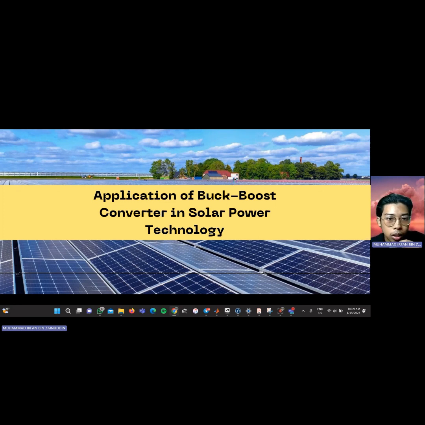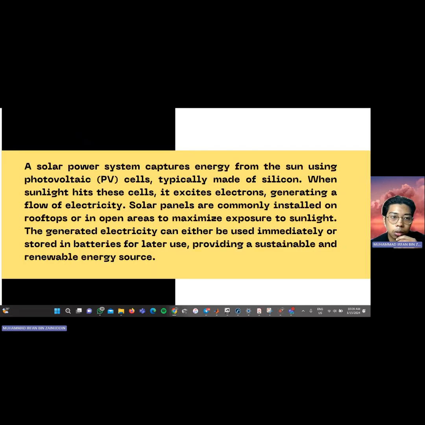I will be explaining the application of the buck boost converter, specifically in solar power technology. So what is solar power technology? Solar power system technology captures energy from the sun using photovoltaic cells, typically made of silicon. When sunlight hits these cells, it excites electrons, generating a flow of electricity. The solar panels are commonly installed on rooftops or in open areas to maximize exposure to sunlight. This generated electricity can either be used immediately or usually stored in batteries for later use. This technology provides a sustainable and renewable energy source.